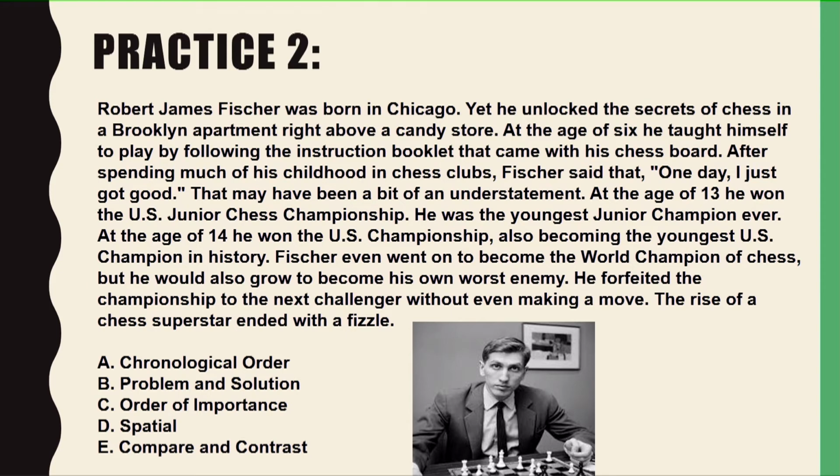At the age of 13, he won the U.S. Junior Chess Championship. He was the youngest junior champion ever. At the age of 14, he won the U.S. Championship, also becoming the youngest U.S. champion in history. Fisher even went on to become the world champion of chess, but he would also grow to become his own worst enemy. He forfeited the championship to the next challenger without even making a move. The rise of a chess superstar ended with a fizzle.